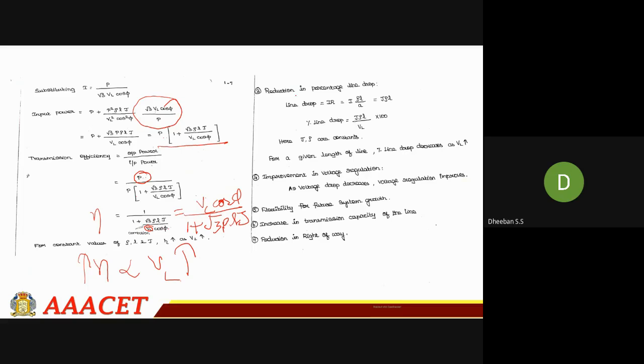The next one is reduction in the percentage line drop. Here the line drop is IR. Again your R is replaced by rho L by A, and here I by A corresponds to your J term, so you will get J rho L. The percentage of line drop will be in terms of 100. Here the current density and resistivity are constants. So for a given line length L, the percentage of line drop decreases as VL increases, because it is inversely proportional to VL.